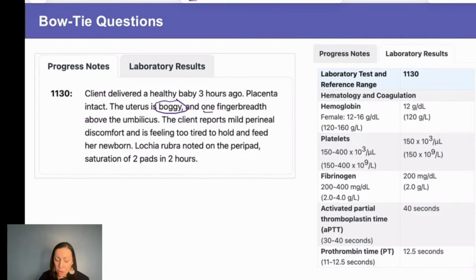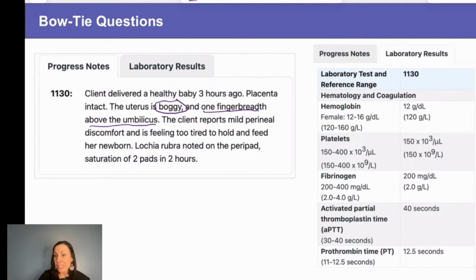We have 1 finger breadth above the umbilicus. Where should that uterus be right after delivery? Yeah, Meg, great. You said the uterus is above. Absolutely. So it should really be at umbilicus, at U or lower, right after delivery. It'll start to refill with some blood a little bit after an inflammation happens, but right after delivery, we should at least be at U. So it's above the umbilicus, so it's up a little higher.